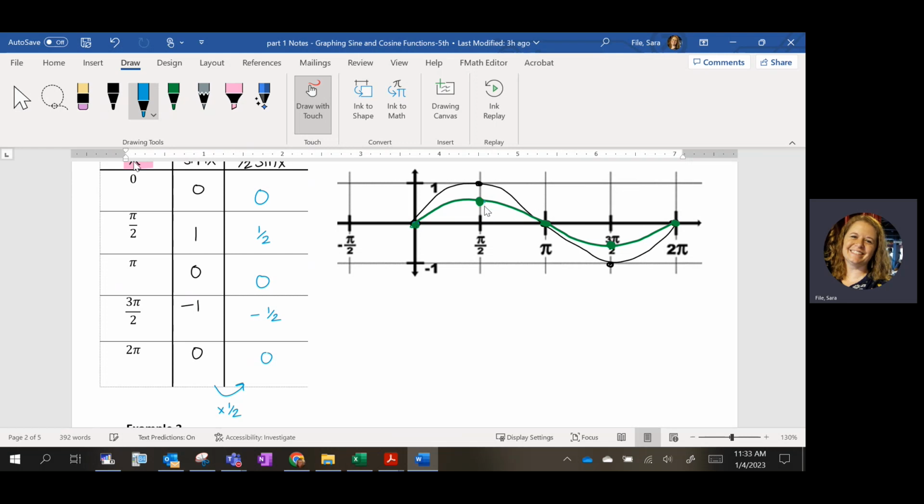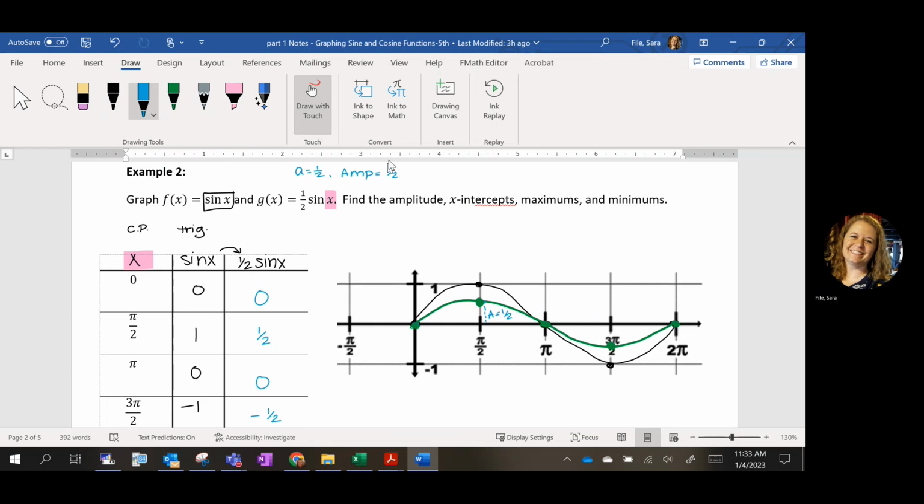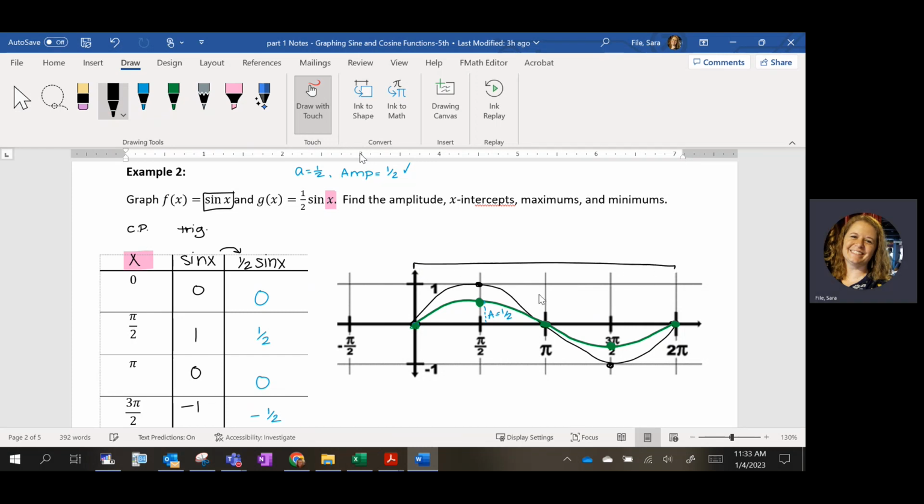So what is the amplitude of this new one? Yeah, it's 1/2. And that's what we said it should come out to based on the equation, right? Up here. So that checks out. Okay, did the period change from the parent function? How wide the graph is, the cycle? No, it's still 2 pi. So how would you describe what happened here from the thin black one to the thicker green one? What type of transformation is this? A vertical compression. Good.